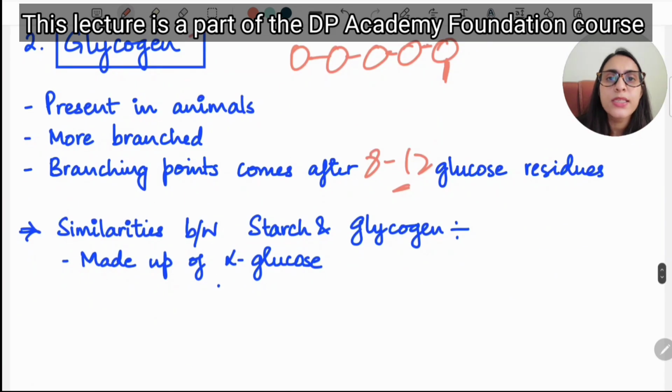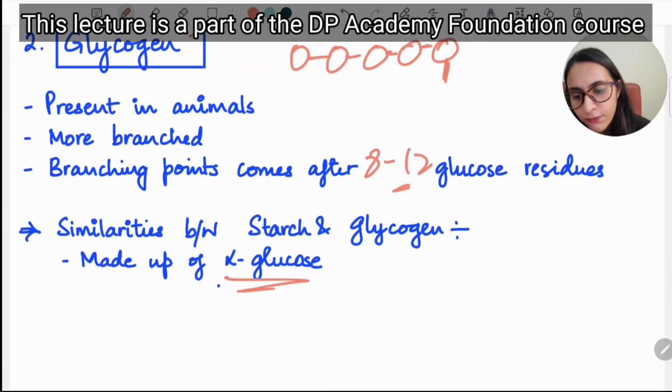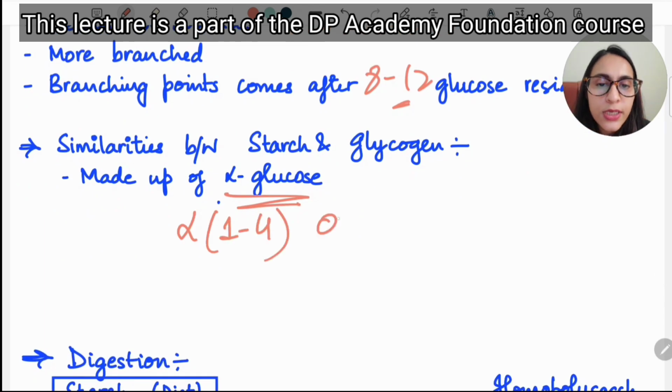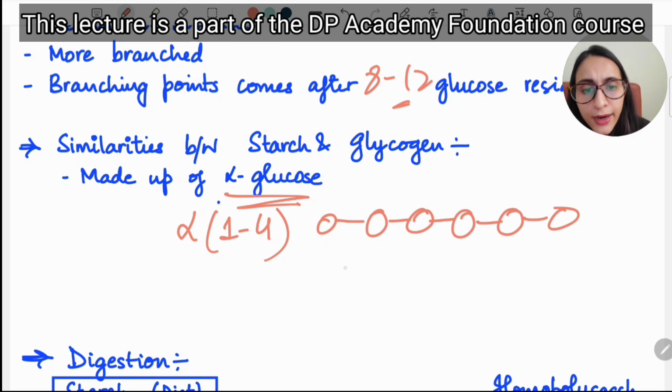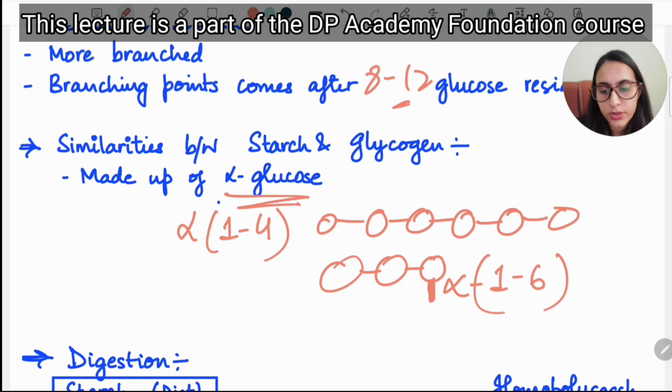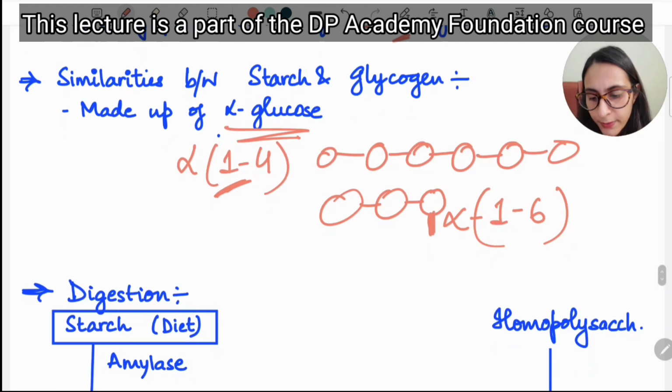What is the similarity between starch and glycogen? Both are made up of alpha glucose. So it has an alpha 1,4 glycosidic bond in the linear, that is, the straight chain. And suppose this is the branching point. Here at the branching point, it is an alpha 1,6 glycosidic bond. From the point at which the branching starts, it is an alpha 1,6 bond, and in the linear chain it is an alpha 1,4 bond, which you have to remember.